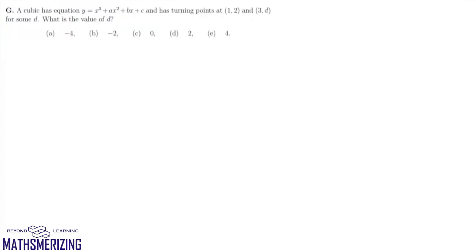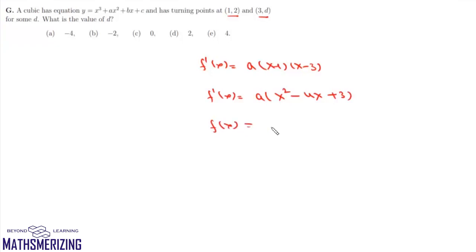Now question number G is, a cubic equation has turning points at 1, 2 and 3. We need to find the value of d. Now we know that f dash x must be of the form some a into (x minus 1) into (x minus 3). So we can write this f dash x as a times (x square minus 4x plus 3). If we integrate, we can write f x as a times (x cube upon 3 minus 2x square plus 3x) plus c. Now we already know the leading coefficient is 1, so the value of a should be 3.